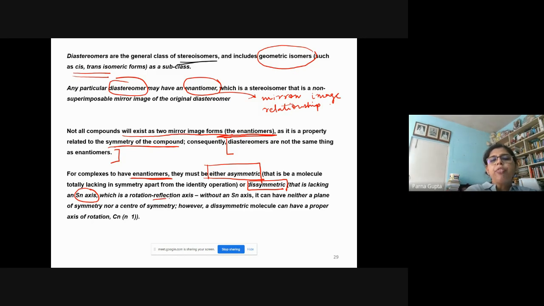Rotation reflection axis: if you have something like M A B C D, first you do the rotation.